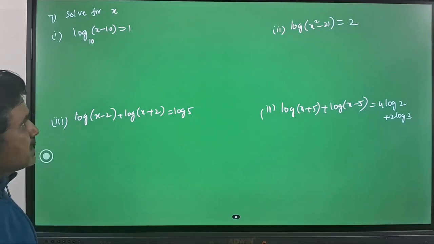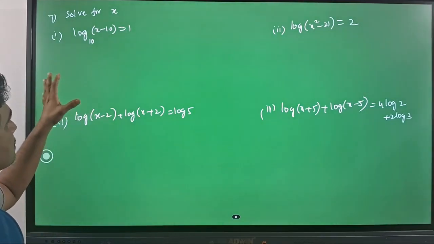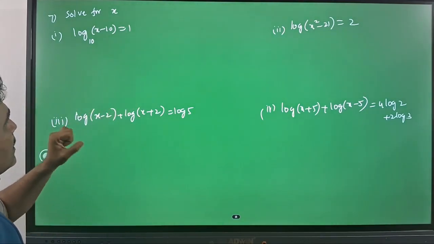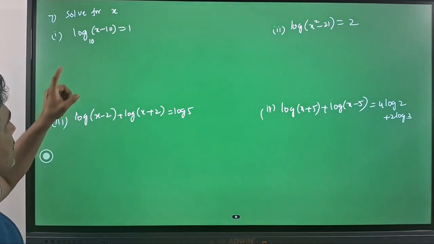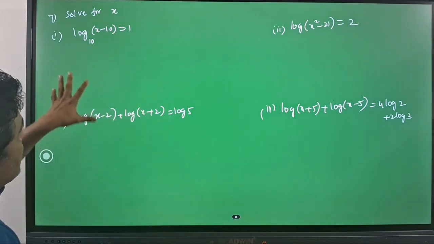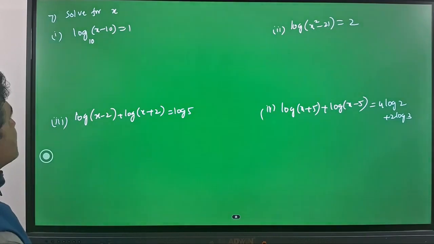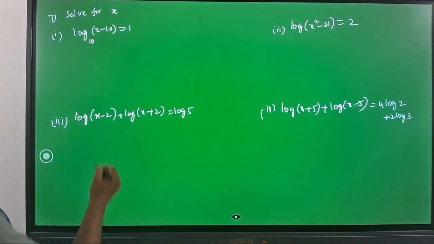Our next question is, solve for x. Four equations are given with logarithms, and we need to solve for x. First of all, I am considering this one: log (x minus 10) to the base 10 is equal to 1.